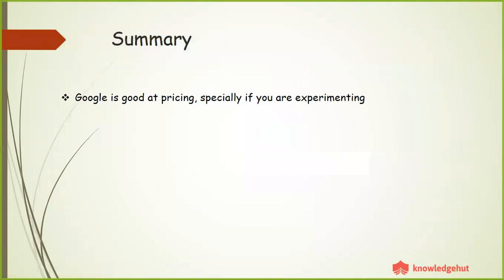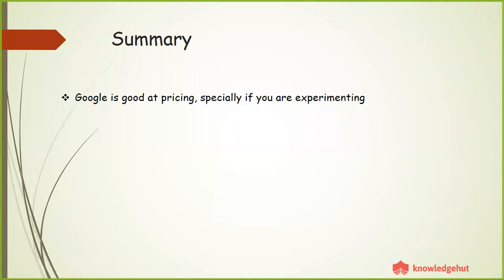Okay, let's summarize this one. Google is good at pricing, especially if you are experimenting. Why? Because Google has per-minute billing. That means if you have tried a server for 15 minutes, then only 15 minutes of charges will be there. And they have this 300 USD in your account, which you can use in their different services. Even their bigger services like speech to text or BigQuery, they only charge on a per-usage basis. And they also have a free usage system.